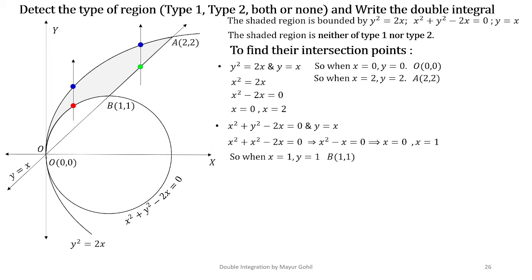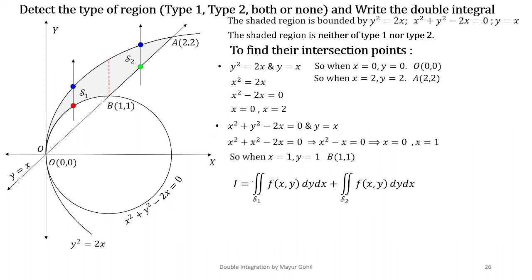It splits up at the point B. Let me draw a vertical line over here. I'll call each of the regions S1 and S2. Now for the first region, the projection is going to be 0 to 1.